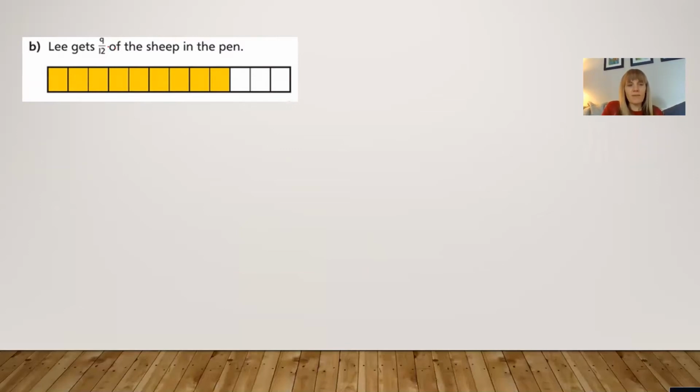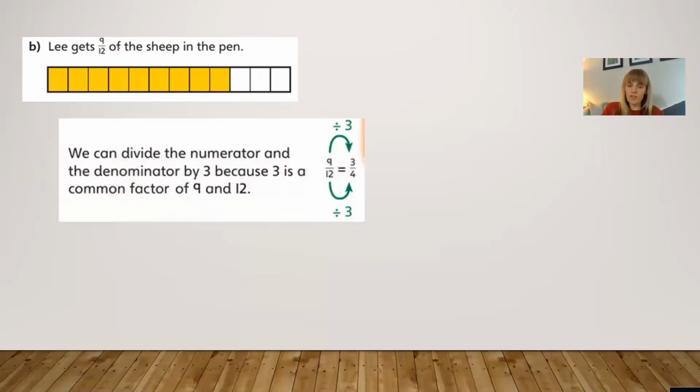All right, now Lee, he manages to get 9/12 of sheep inside the pen. So this time, let's have a think. 9/12, 9 and 12. Which times table are they both in? Are they in the 2s? No. 3s? They are, aren't they? 3, 6, 9, 12. They're both in the 3 times table. So to simplify 9/12, put it into its simplest form, we can divide them both by 3. Okay, so as shown here, look, if we divided 9 by 3, we got an answer of 3, and if we divided 12 by 3, we got an answer of 4. So now it's in its simplest form.